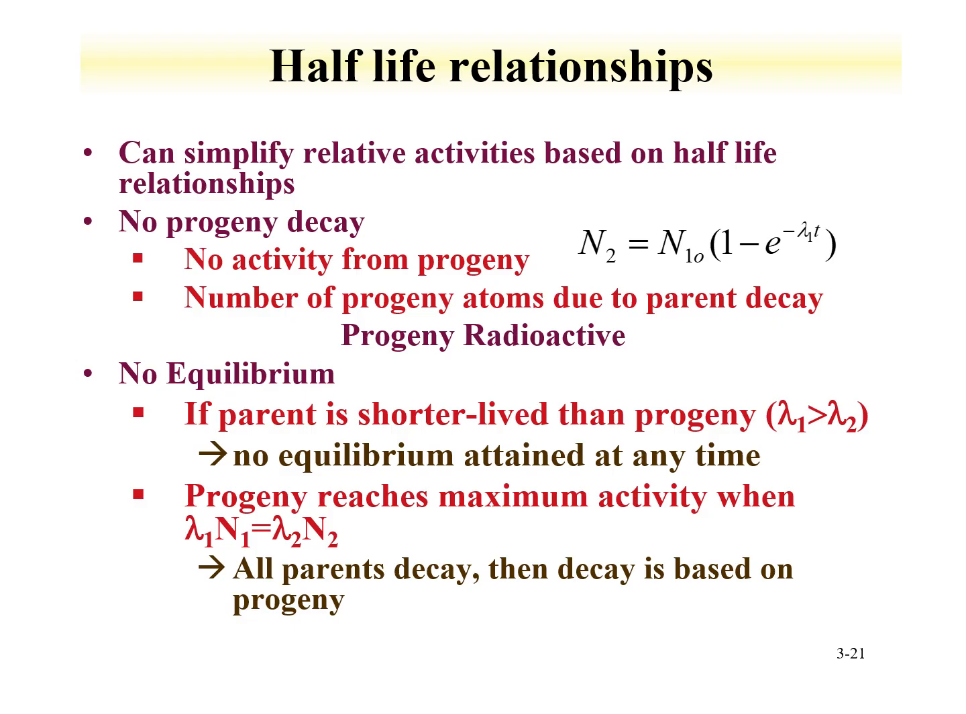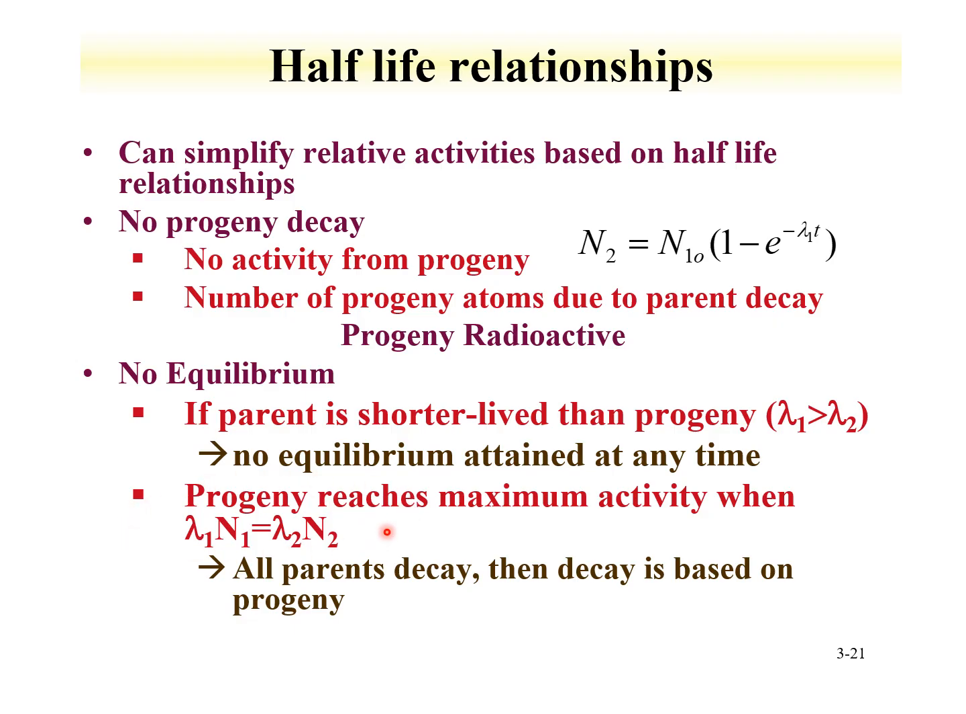And let's say the progeny is radioactive. There are a few different cases where there's no equilibrium. Equilibrium means that eventually a relationship between the decay of the parent and the decay of the progeny is established. If the parent is shorter lived than the progeny, or if the decay constant of the parent is much larger than that of the progeny, then no equilibrium is attained. The progeny attains a maximum activity when this condition is solved.